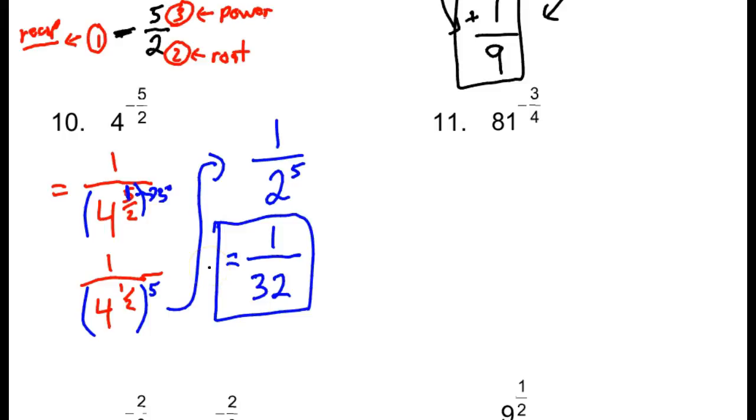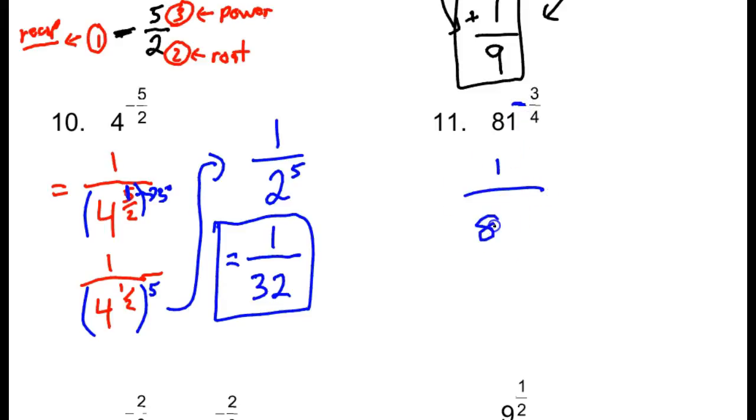Okay, let's do one more, and I'll let you guys try some more on your own. 81 to the negative 3 over 4. So I got 3 steps. I got reciprocal. I got to take the 4th root of 81, so I got to figure out what times what times what times what equals 81. And then I got to take that answer and raise it all to the 3rd power. So have a little plan ahead of time. So first the reciprocal, because it's a negative.